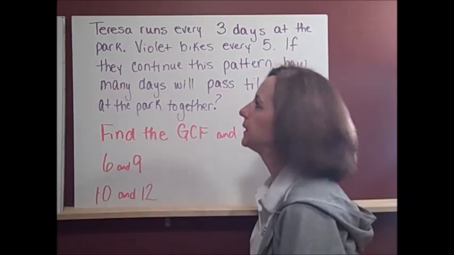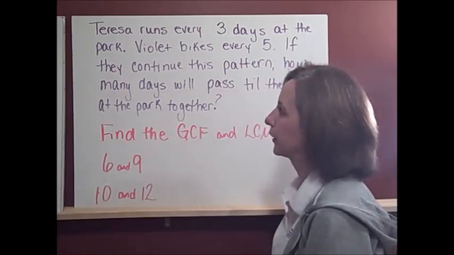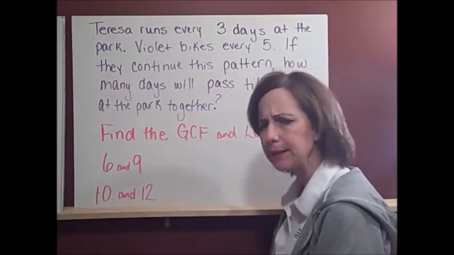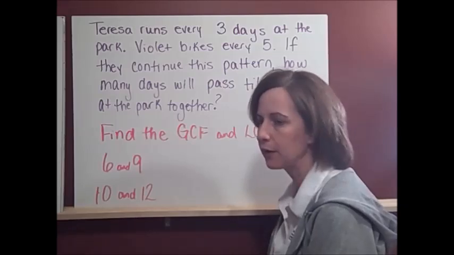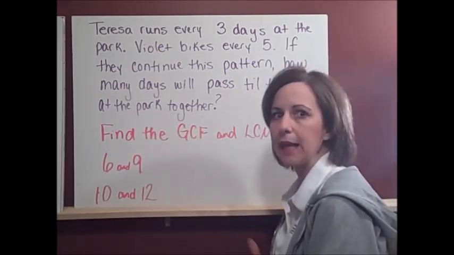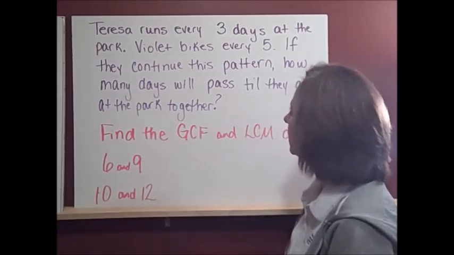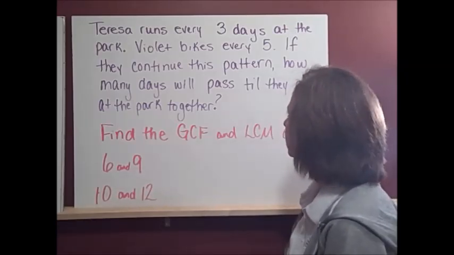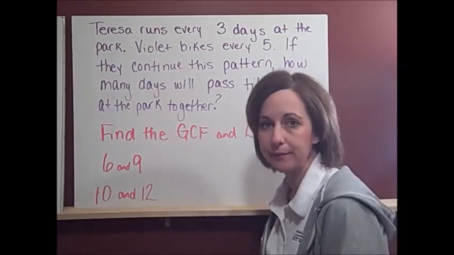All right, Teresa is running every 3 days at the park. So she's going to run on the 3rd day and the 6th day and the 9th day and the 12th day. And Violet's going to bike every 5 days. So the 5th day and the 10th day and the 15th day. If they continue this pattern, how many days will pass until they're at the park together?